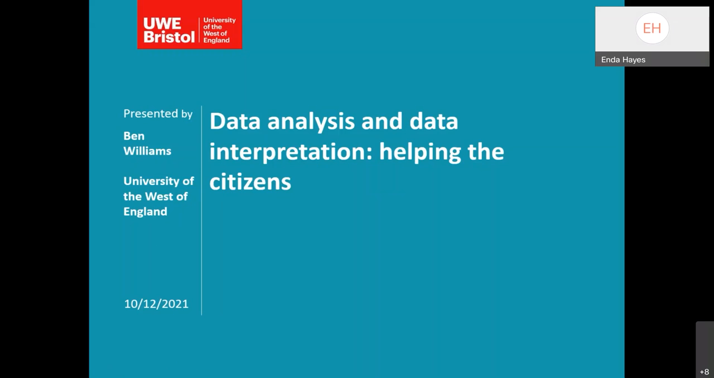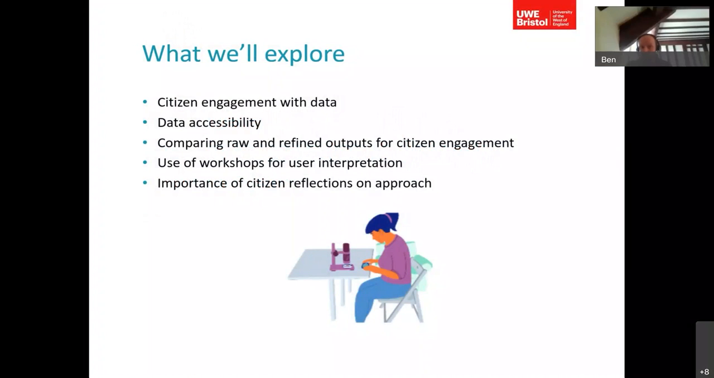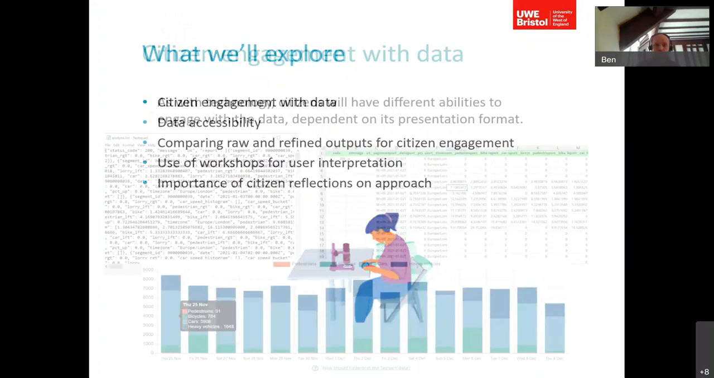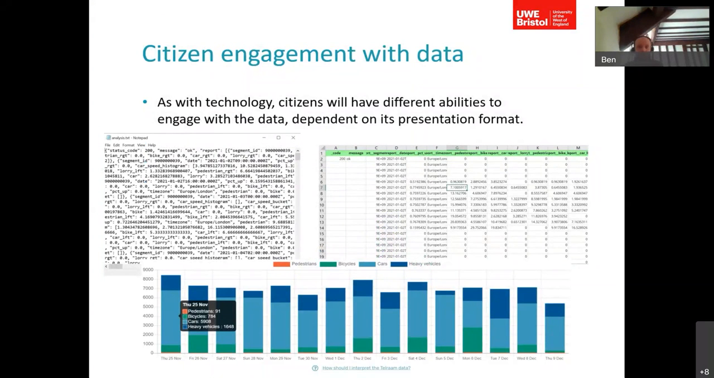Thanks, Ender. So within this, we look at citizen engagement with data accessibility, a quick comparison of raw and refined outputs for citizen engagement, use of workshops for user interpretation of data, and then the importance of citizen reflections on approaches, because that is really important in improving the next project and the next iteration of the work that we can do, not just in citizen science projects, but as researchers and policymakers.